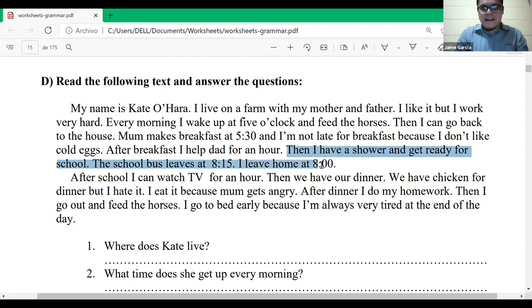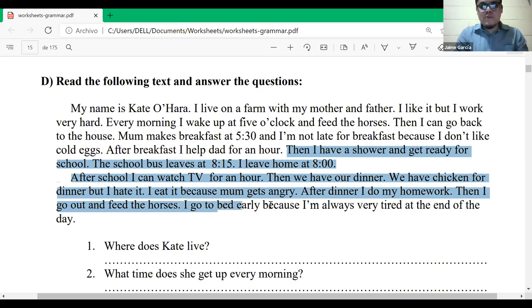I leave home at 8. After school, I can watch TV for an hour. Then we have our dinner. We have chicken for dinner, but I hate it. Okay, so she doesn't like chicken. I eat it because my mom gets angry. Just because. After dinner, I do my homework. Then I go out and feed the horses. I go to bed early because I'm always very tired at the end of the day.